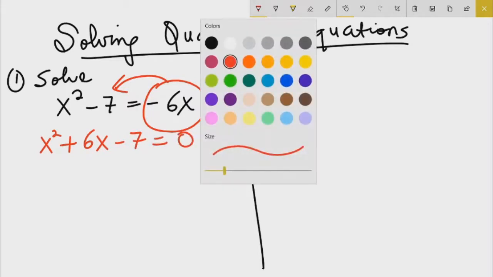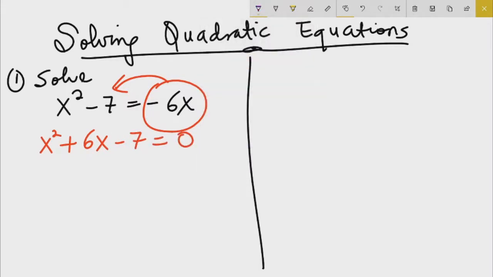Now we need to identify the coefficient of x squared. In this case, it is 1. The coefficient of x is positive 6, so that's our b, and our c is negative 7. So in this case, a equals 1, b equals positive 6, and c equals negative 7.